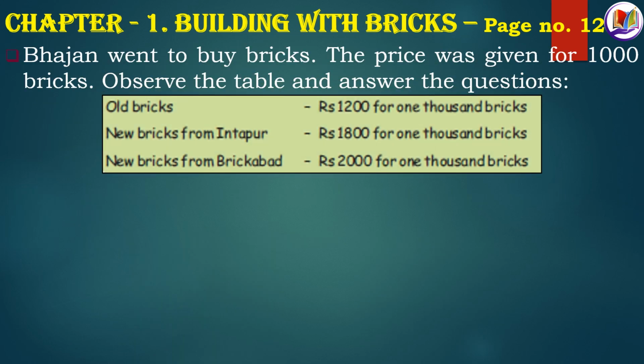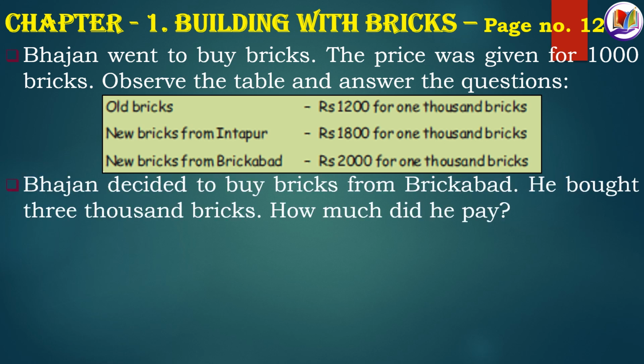Now let's come to some word problems of the chapter from textbook page number 12. Bhajan went to buy bricks. The price was given for 1000 bricks. Observe the table and answer the questions. Old bricks cost Rs 1200 for 1000 bricks. New bricks from Intapur cost Rs 1800 for 1000 bricks. And the new bricks from Brickabad cost Rs 2000 for 1000 bricks.